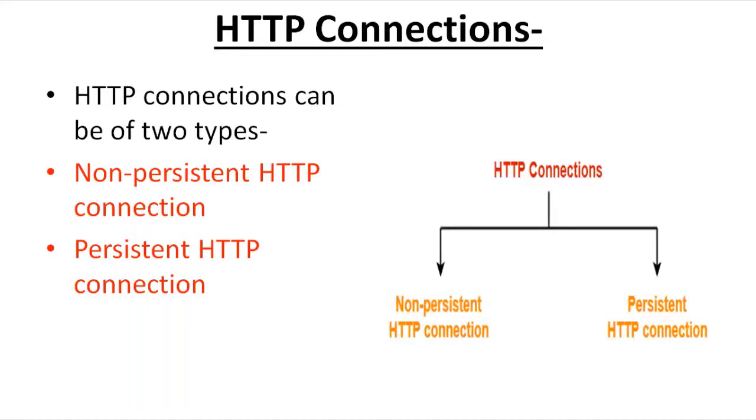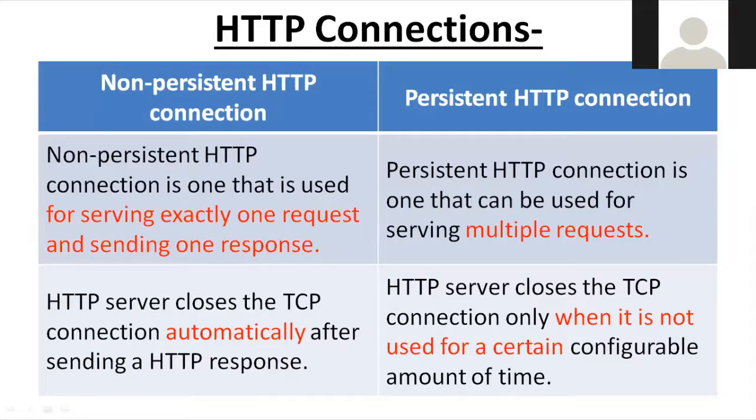HTTP connections may be of two types: non-persistent HTTP connection and persistent HTTP connection. What is a non-persistent HTTP connection, and what is a persistent HTTP connection? A non-persistent HTTP connection is one that is used for serving exactly one request and sending one response. It takes one request and then sends one response. But the persistent HTTP connection takes multiple requests. It can be used for serving multiple requests.